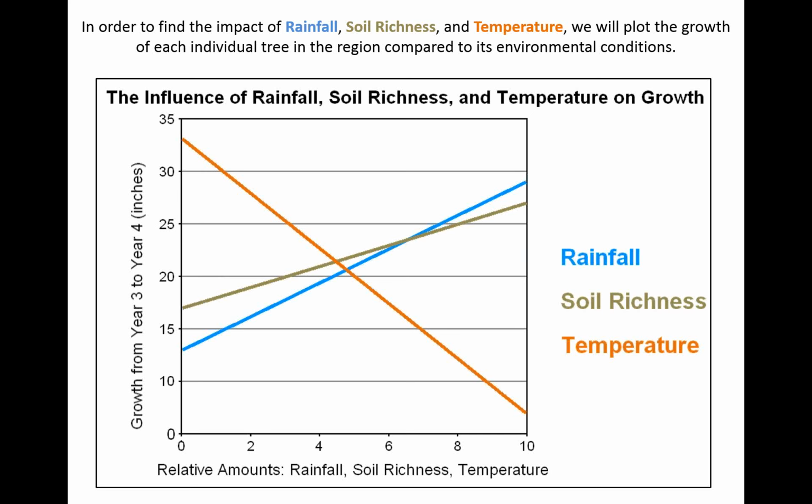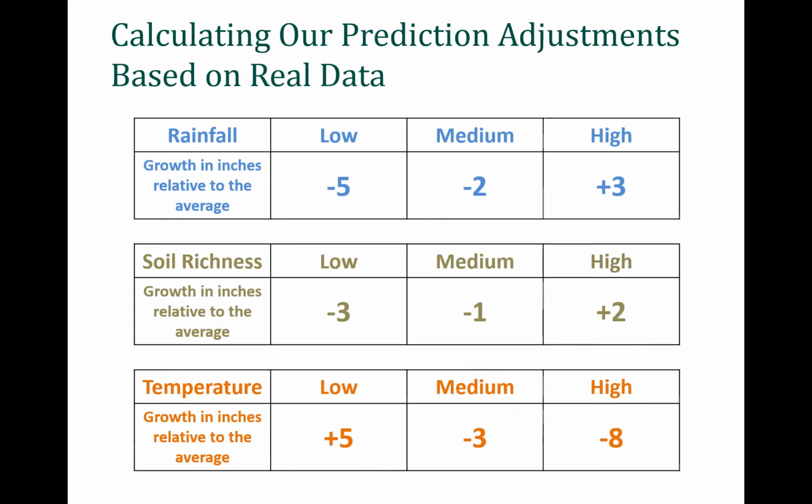Now what we can do is find these trend lines and then make adjustments based on real data to make predictions that are customized for oak trees based on these three characteristics. So for example, in the previous slide, we saw that there was an upward sloping line for rainfall, meaning trees that had higher amounts of rainfall tended to grow more. That's what this +3 shows you in the rainfall high category. Trees that had more rainfall tended to grow more. How much more? 3 extra inches when we analyze some data. So that's where this +3 comes from. Similarly, all these other adjustments here are reflective of those lines, those slopes that we found in the previous slide.